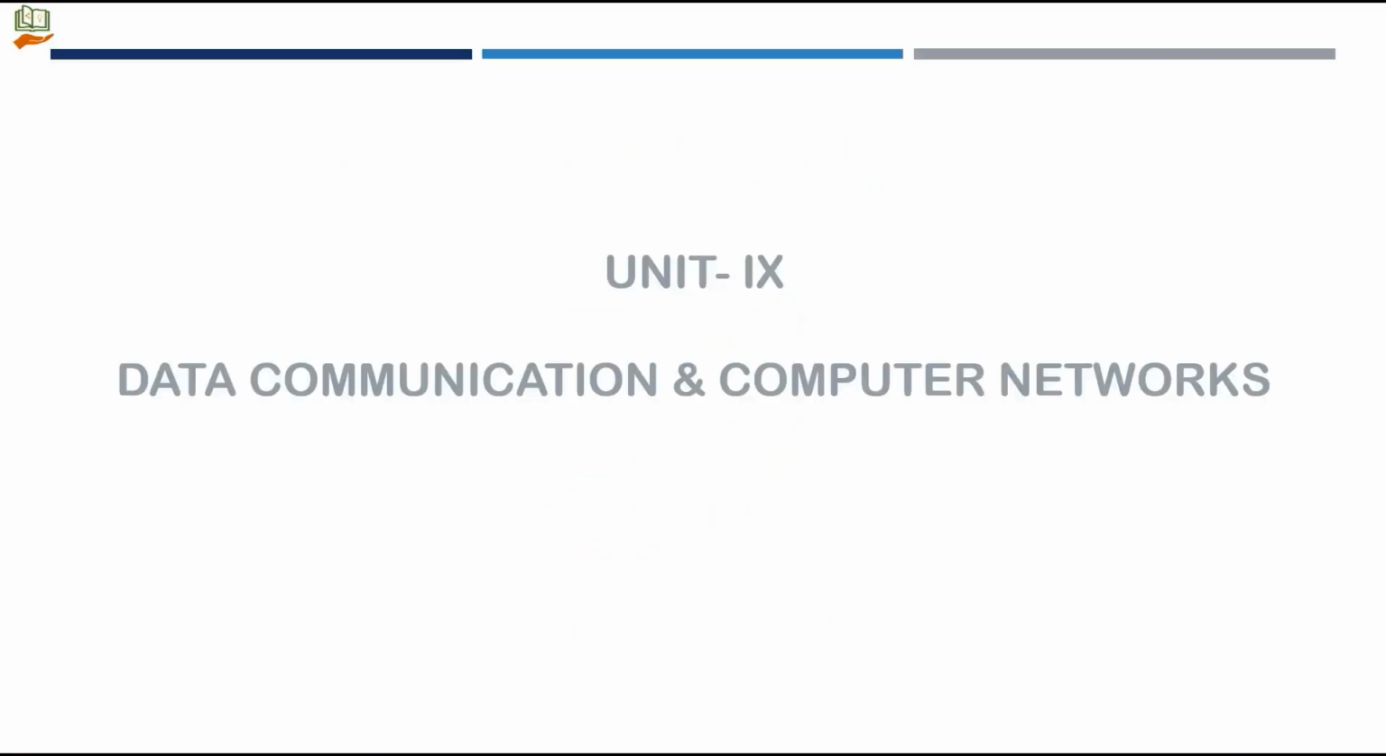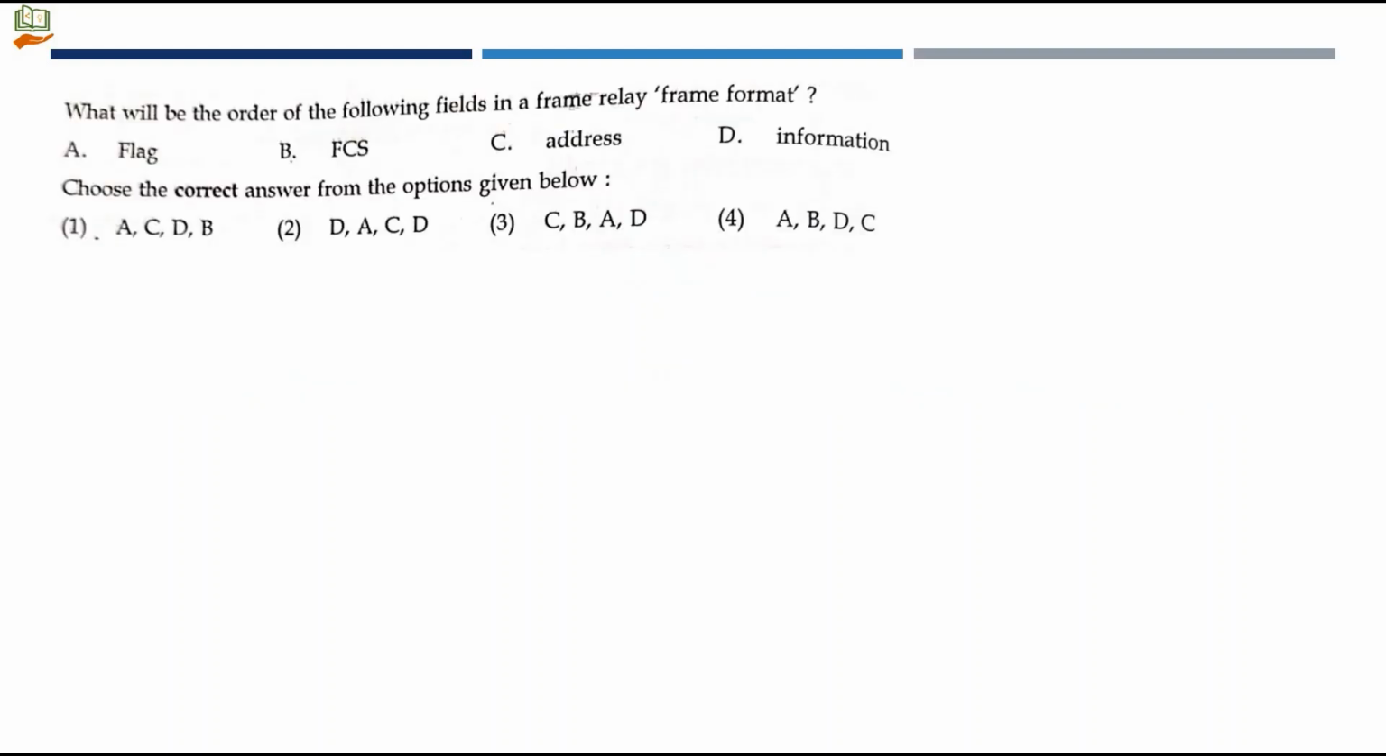Let's solve Unit 9 Data Communication and Computer Networks questions. What will be the order of the following fields in a frame relay frame format? Under virtual circuit networks, we have two topics. One is the frame relay and the other one is ATM. We will see about frame relay in this question and about ATM in the next question.